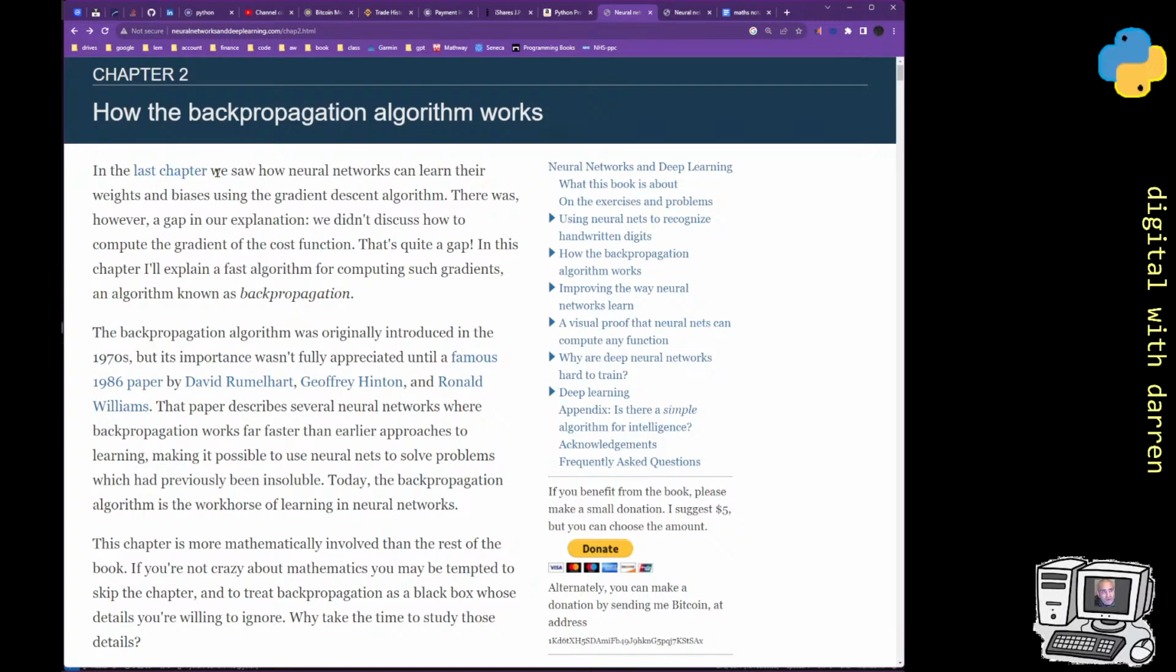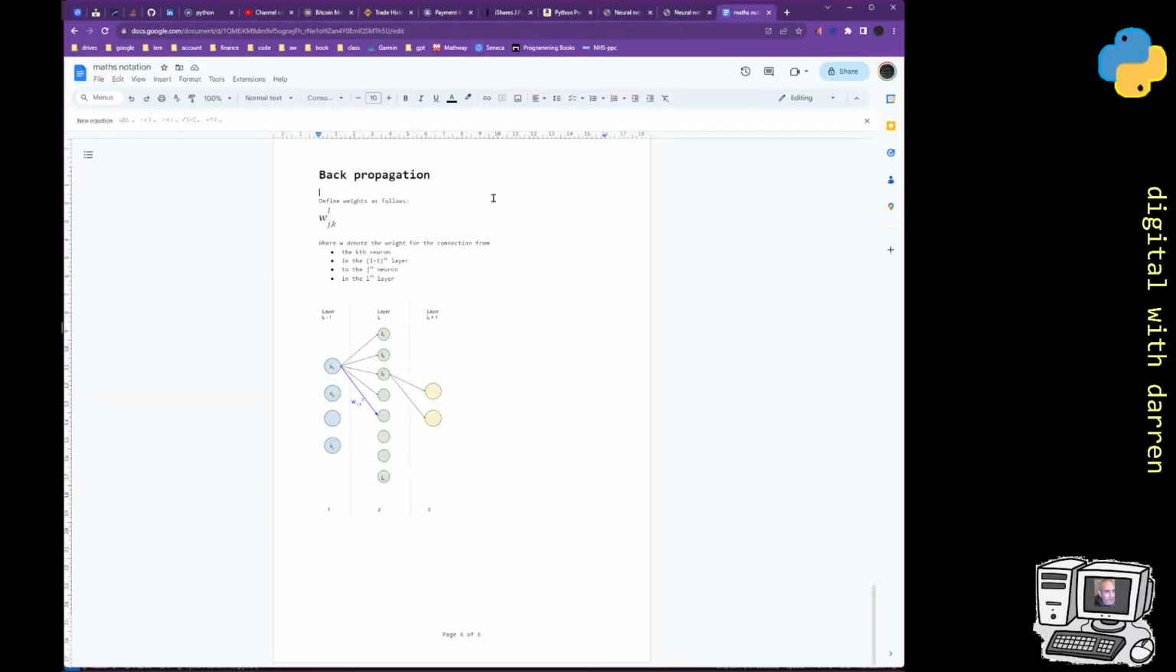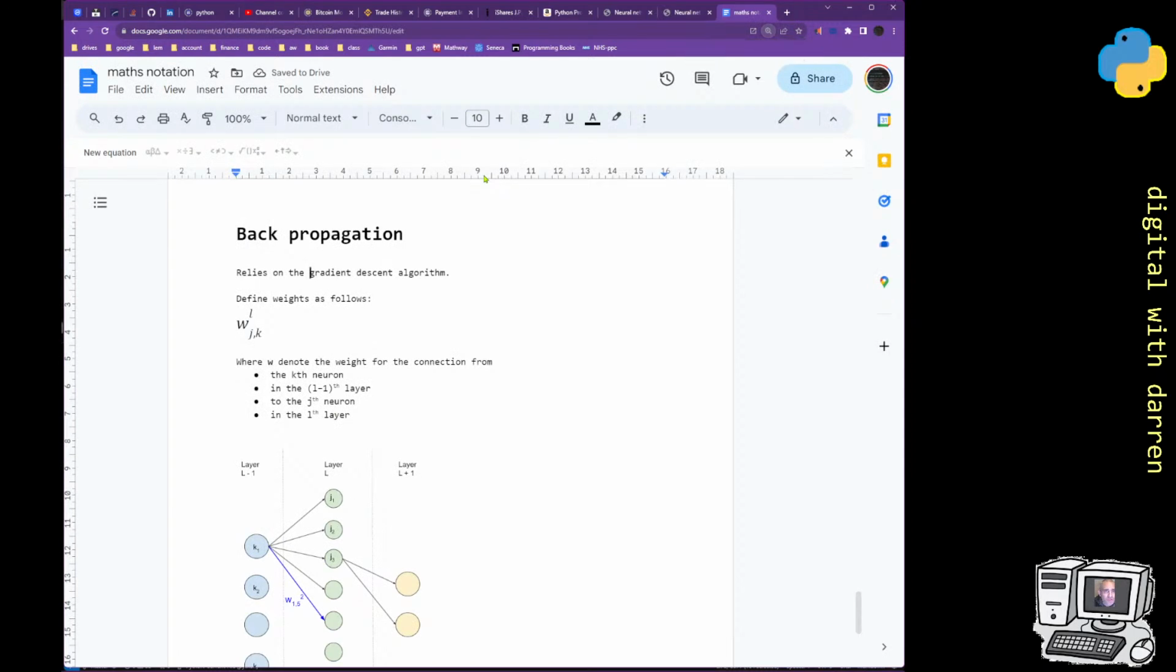In the last chapter, we saw how neural networks can learn their weights and biases using the gradient descent algorithm. Okay, so that's the key part, if you're going to look something up, and maybe I'll put it in backpropagation. It relies on the gradient descent algorithm. That's what backpropagation does, and I can actually zoom in on this as well because it might be too small to see.